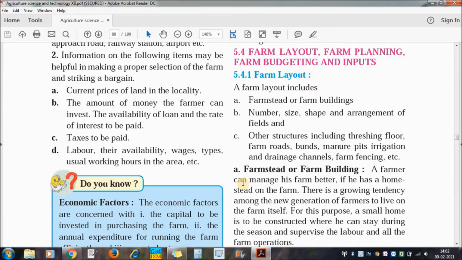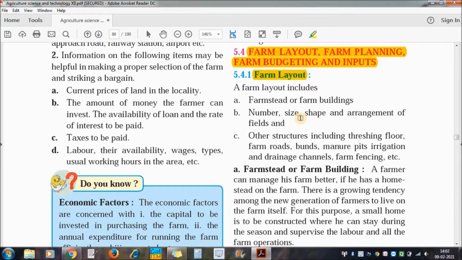Hello, everybody. Today we are going to study the remaining part of the topic, that is farm management. Now, in this portion, let us study the farm layout, farm planning, farm budgeting, and farm inputs. Let us go one by one.